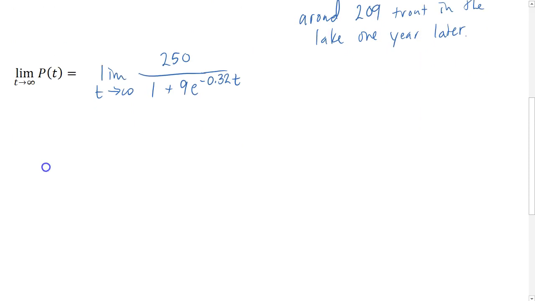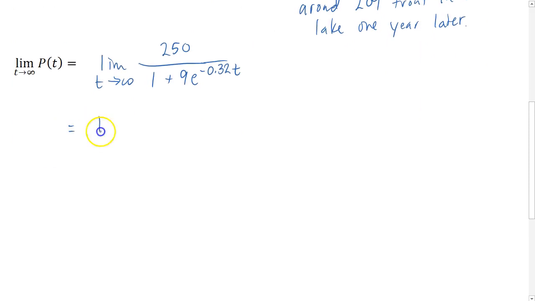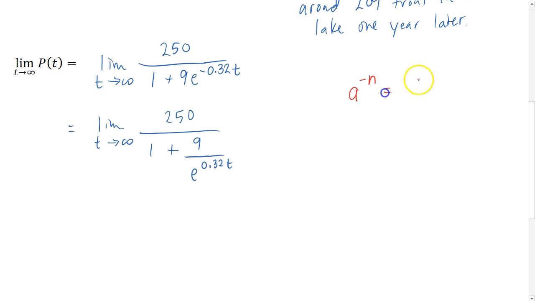And if we're going to try to find this limit, I think it's helpful to rewrite the last part of this function using a positive exponent. Instead of 9e raised to this negative exponent, this is going to be equivalent to 9 over e to the positive 0.32t. Okay? Hopefully you recall that any number raised to a negative exponent is just the reciprocal of that number raised to a positive exponent. Okay? So I can rewrite it thusly.